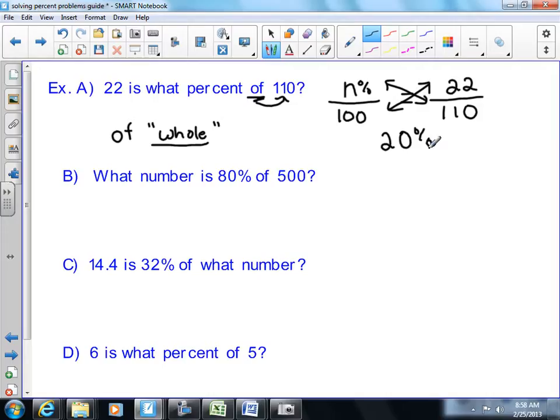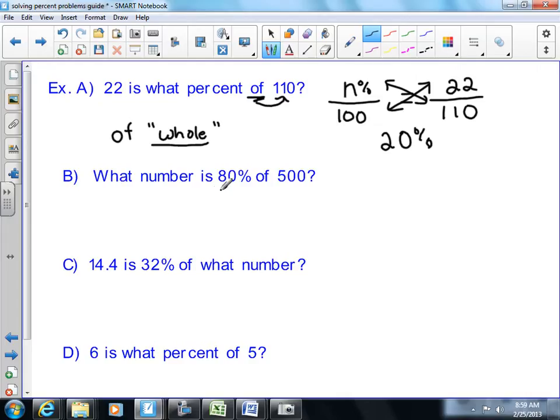Now let's see if that makes sense. Kind of like going back to that little percent bar, little graph I gave you. Is 22 going to be under a half of 110? Is 22 less than half of 110? Okay, so should my percent be less than 50? It should be. It should be less than 50, is it? Yes, it is.